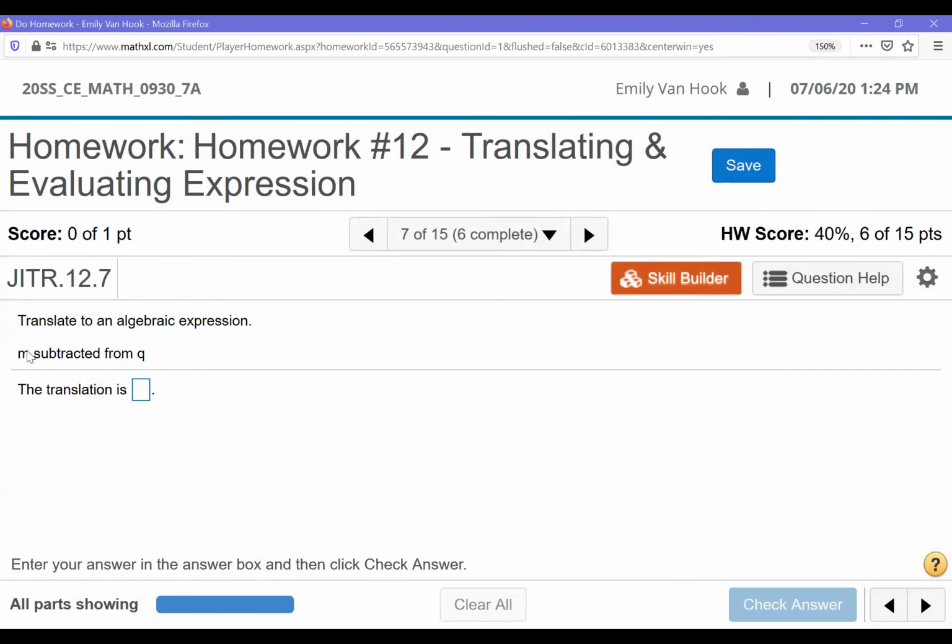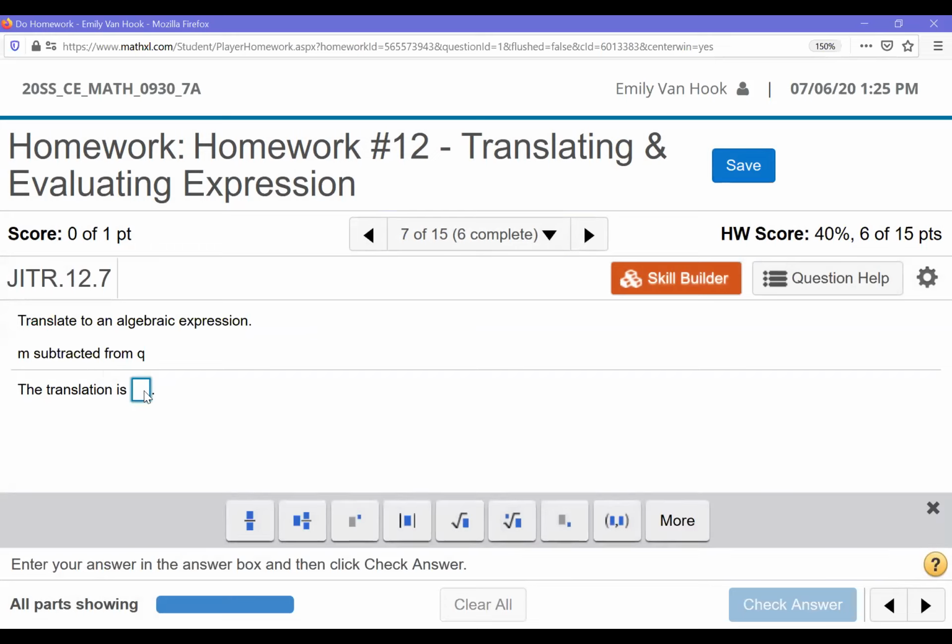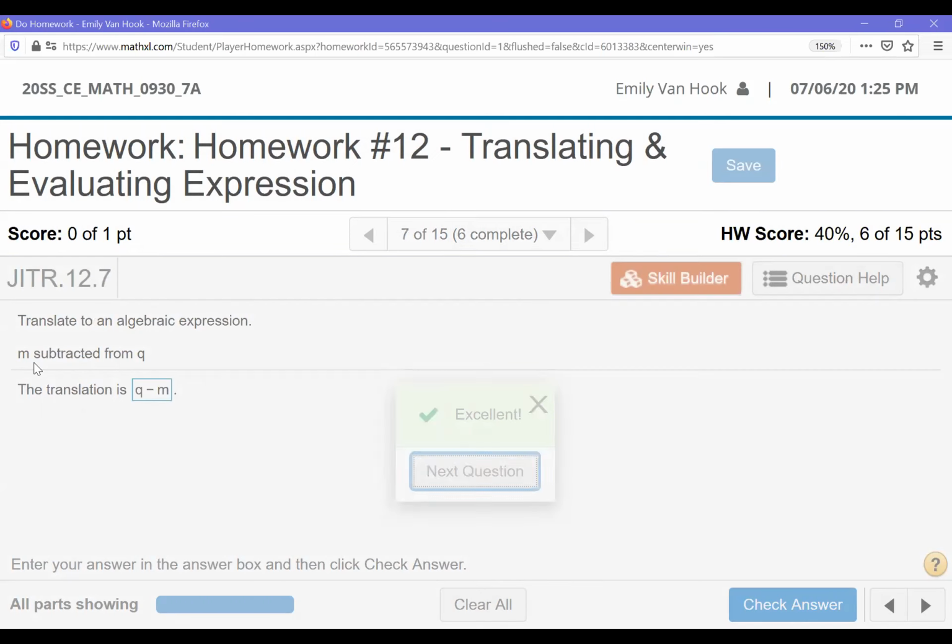Okay, number 7, M subtracted from Q. Okay, so the thing I'm subtracting from comes first, that's Q. M subtracted from Q, that means I'm subtracting M. So this is actually Q minus M. So notice the order there.